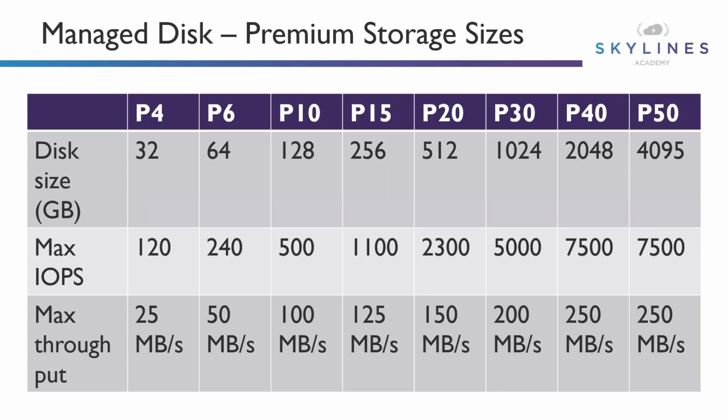But you can see here, if you want to get into the 7,500 IOPS, you're basically up at those P40, P50 disks there. A sweet spot for a lot of people is around the P15, P20 for a lot of VMs I see, but obviously it's all dependent on the apps you're deploying and the storage you're trying to deploy there. So that's kind of the disks in itself.